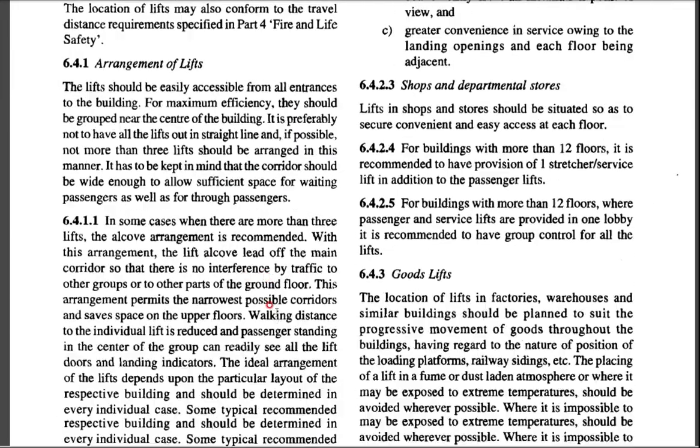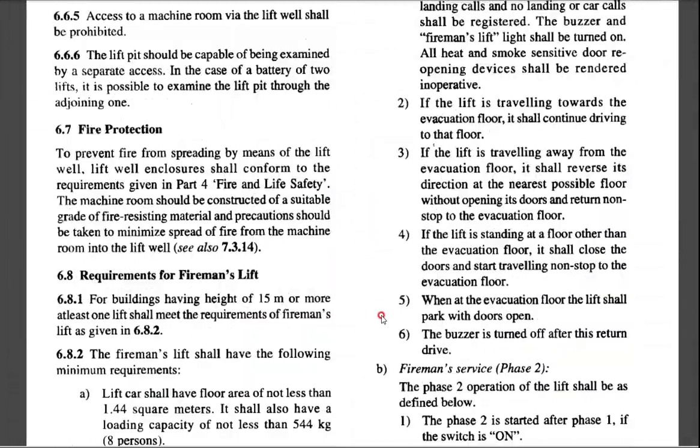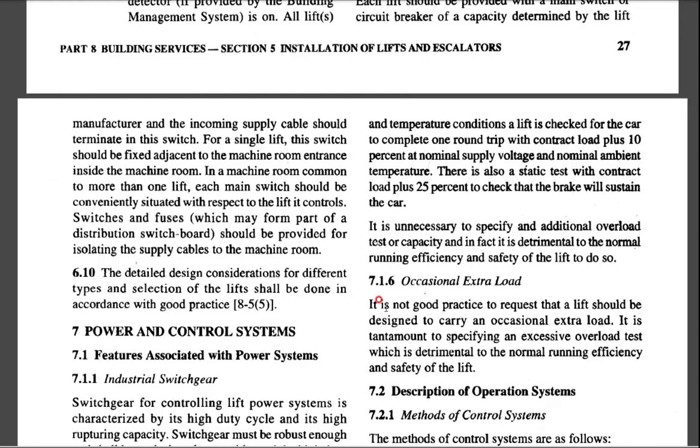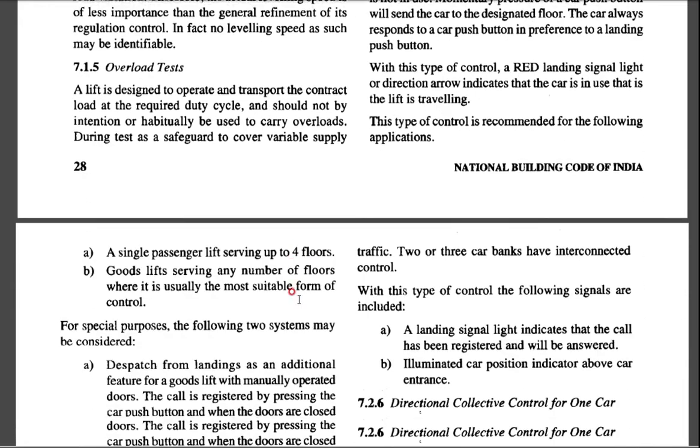So these are the NBC codebook clauses. Here power control systems are explained.